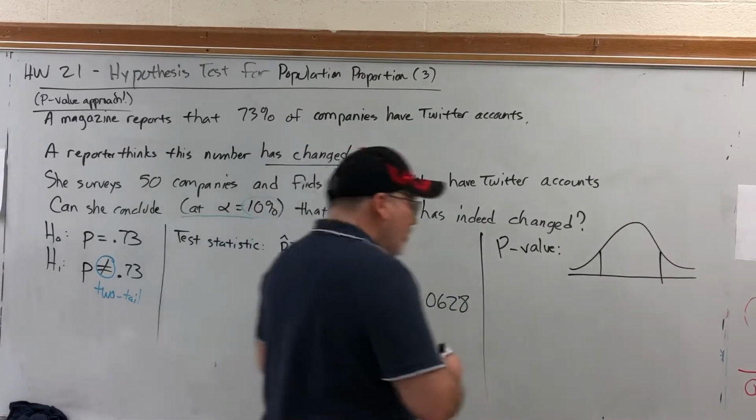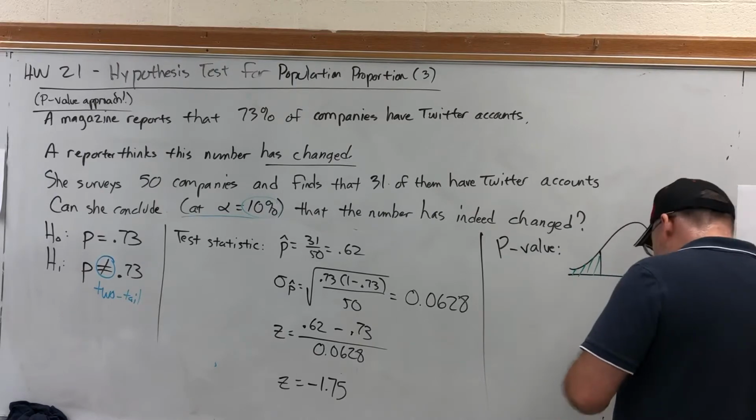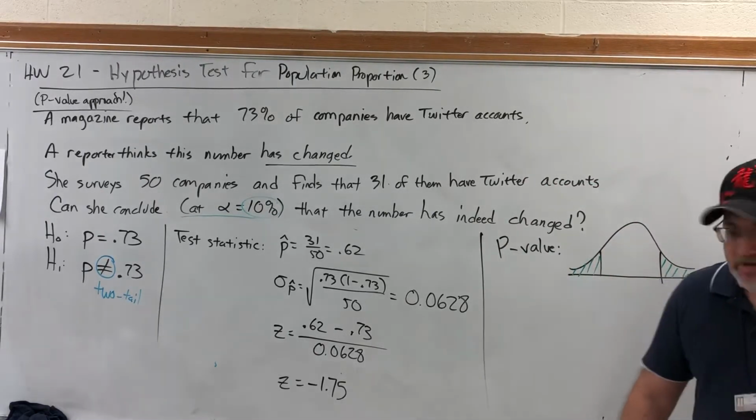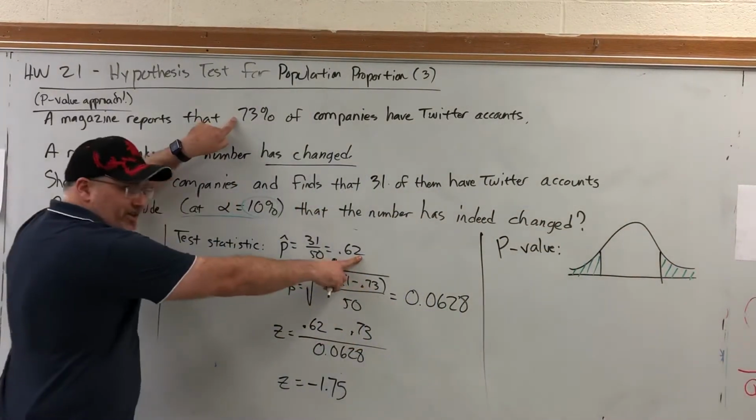Now, we only have one test statistic. It should be either positive or negative. If it's 0, shut the whole thing down, because if it's 0, that means that this matched this, and there's no need to test.